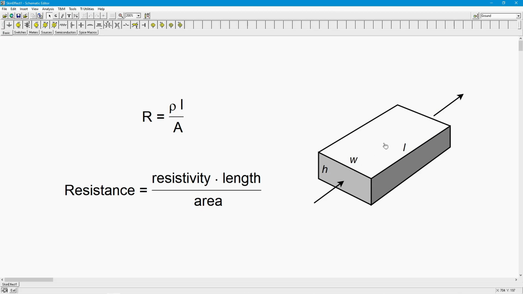Finding the resistance of a piece of material is fairly straightforward. We simply multiply its resistivity by its length and then divide the result by its cross-sectional area. But an interesting thing happens. When we shift from DC to AC, as we start to increase the AC frequency, the resistance actually starts to increase. What the heck is going on here?